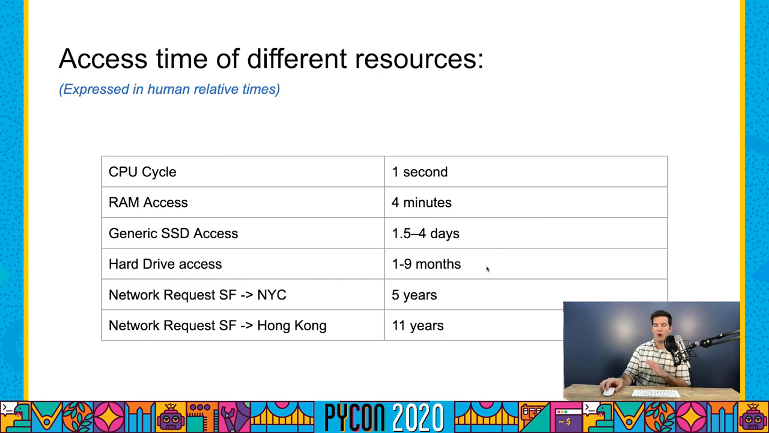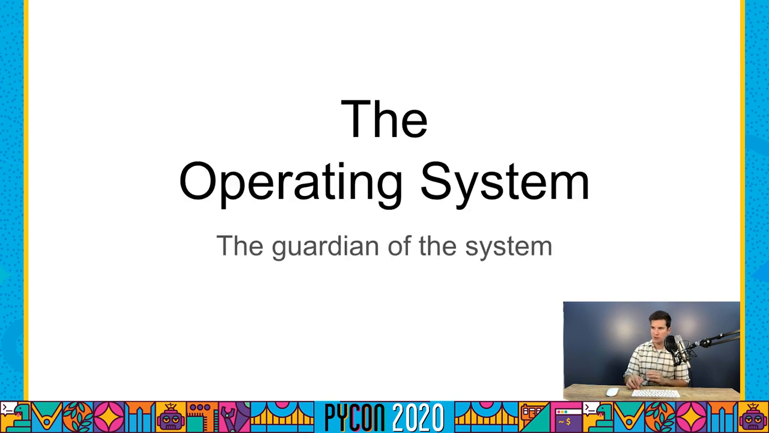Hard drive access, on a mechanical drive with platters, is going to take 1 to 9 months. Network requests can take 5 to 11 years, again, relative times compared to a CPU cycle. This is going to be very important when we decide which parts of our code to make run concurrently. If our code is I/O heavy and makes a ton of network requests, we will know when to parallelize that. The same goes if our code is CPU heavy and does a ton of CPU computations, which is CPU bound. This is going to be important later, trust me.